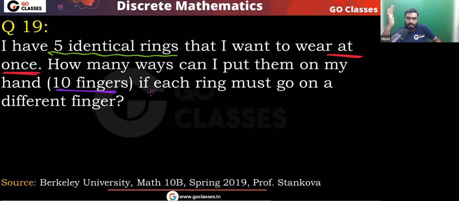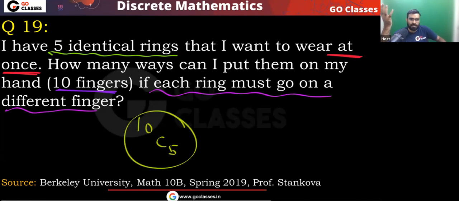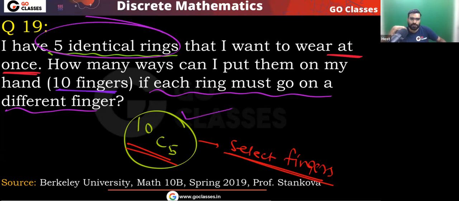10 fingers are there. One ring should go on one different finger, means 2 rings cannot go on the same finger. So just select 5 fingers from the 10 fingers. All are identical. So your answer will be 10C5. Is this point clear?